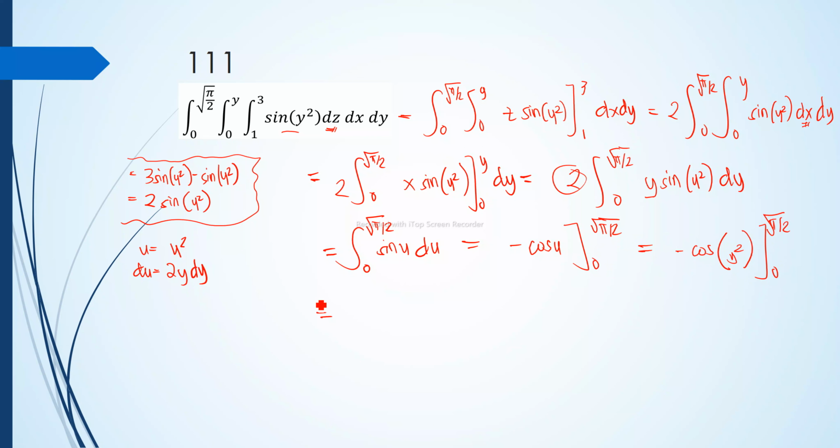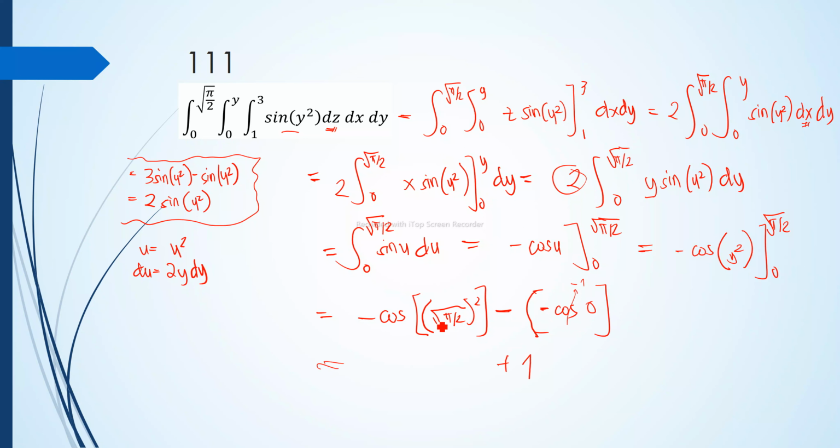Okay, don't forget that when you're evaluating trigonometric functions, you turn your calculator to radians mode. So you have a negative cosine of the square root of pi over 2 squared, minus negative cosine 0. Again, cosine 0 is 1. This is 1, and then we have a negative here, and a negative of a negative becomes a positive 1.